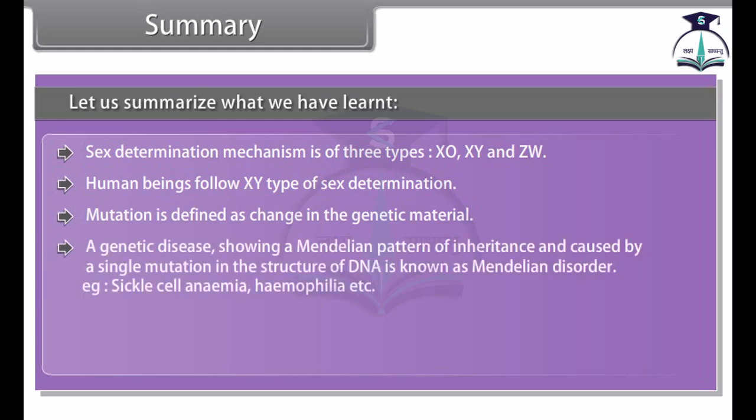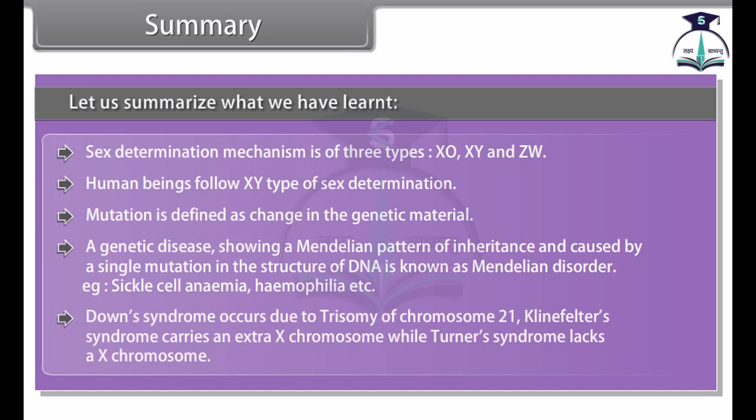A genetic disease showing a Mendelian pattern of inheritance and caused by a single mutation in the structure of DNA is known as a Mendelian disorder. Example: sickle cell anemia, hemophilia, etc. Down syndrome occurs due to trisomy of chromosome 21. Klinefelter's syndrome carries an extra X chromosome, while Turner's syndrome lacks an X chromosome.